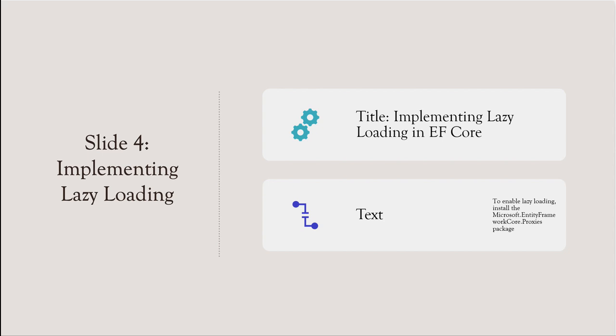When we talk about implementing lazy loading in your project, you need to install the Microsoft Entity Framework Core Proxies package. Once that's done, you will need to modify your DbContext configuration, and I will show you later. So just have an overview of the concept now. Make sure that the navigation properties are declared as virtual.